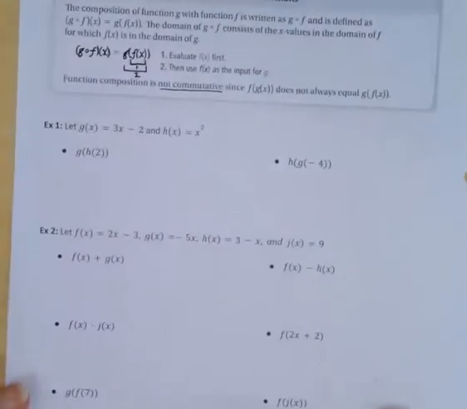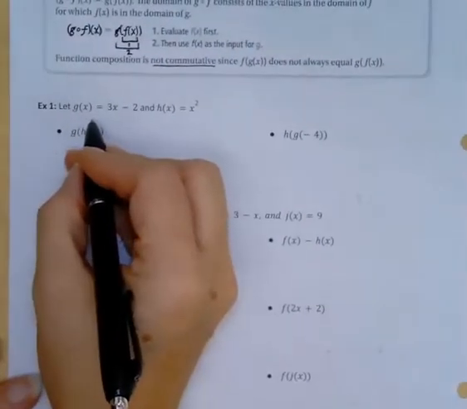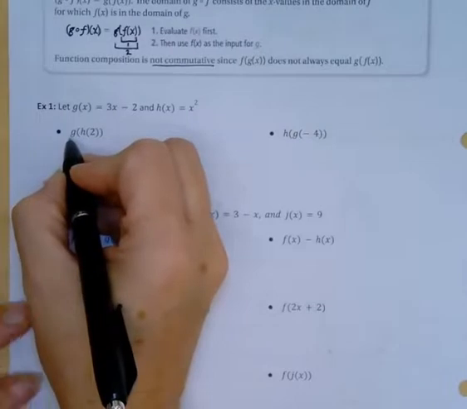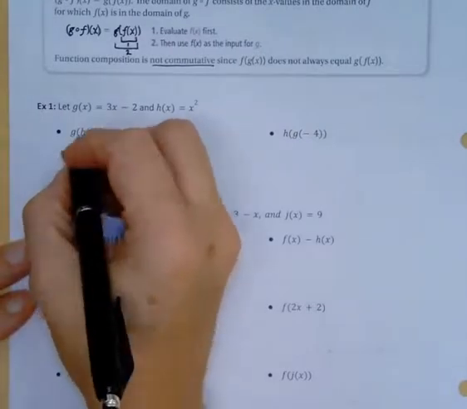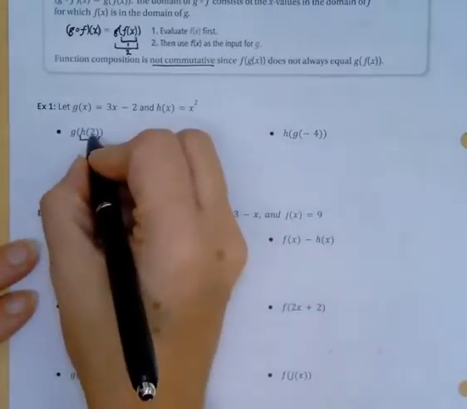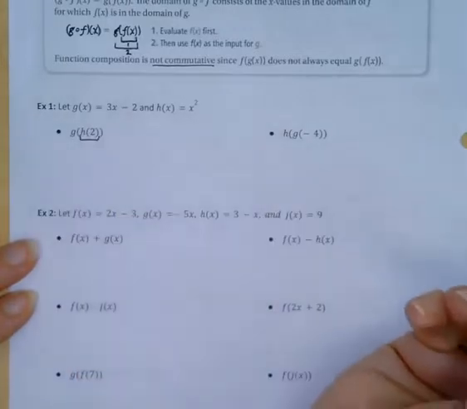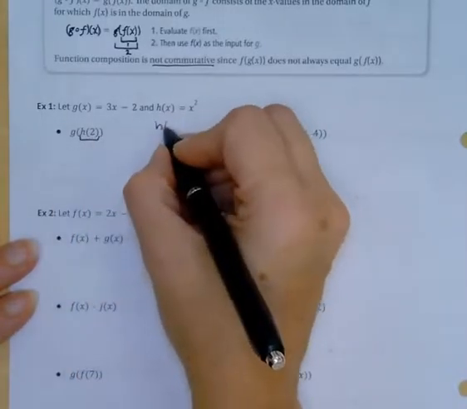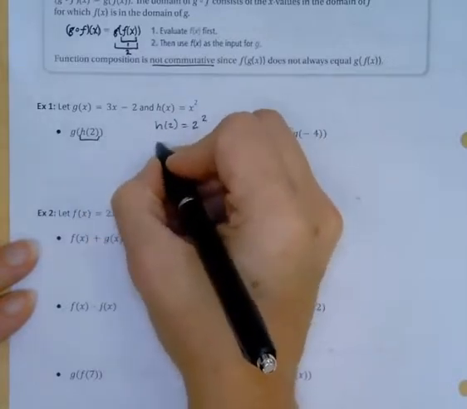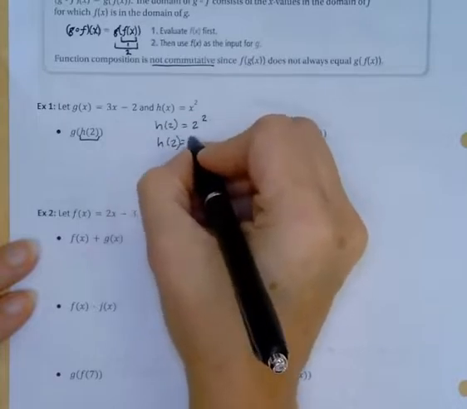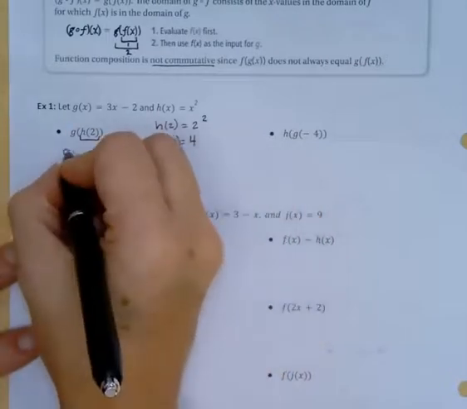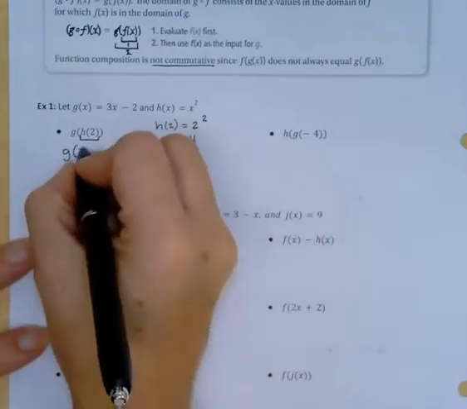All right, so right here, I'm going to say let g of x equal 3x minus 2, and h of x equal x squared. So I want the g of the h of 2. So the first thing I can do is solve h of 2, right? I know that that means my input is 2 in the function h, and I'm going to find out what is the output. So if I want the h of 2 over here, I'm plugging in 2 because that's my input value. So it equals 2 squared. So the h of 2 equals 4.